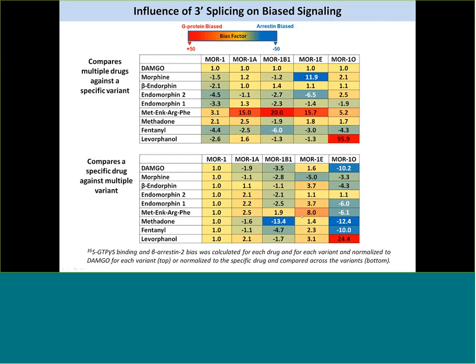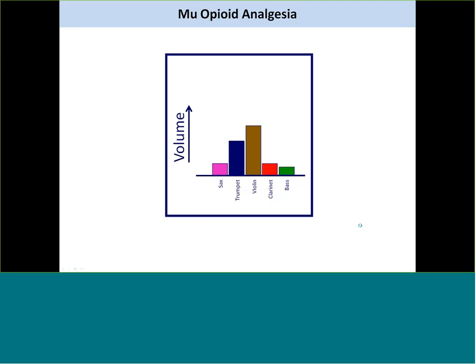So everything is normalized to itself. And as you can see, as you go from MOR1 to MOR1O, for DAMGO, you see the appearance of a marked beta-arrestin bias. Levorphanol is the opposite direction. So again, there are multiple patterns.